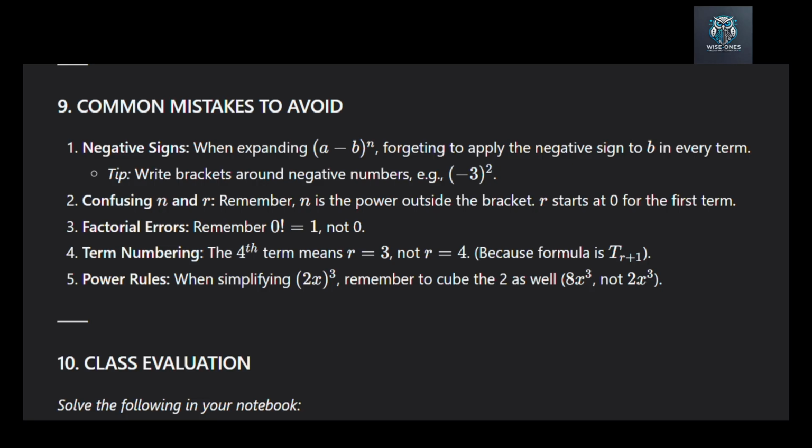Remember, b is negative. So when you square it, it becomes positive. When you cube it, it stays negative. Write brackets around negative numbers to help you, like open bracket, -3 close bracket squared.